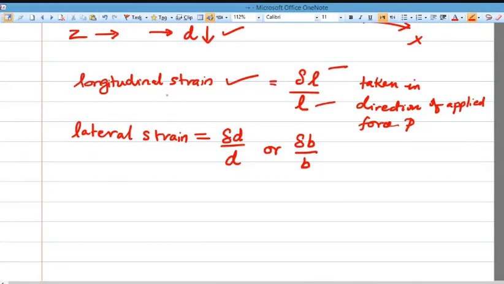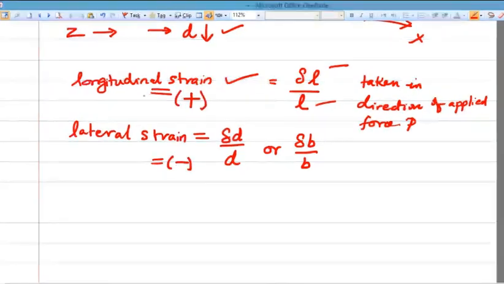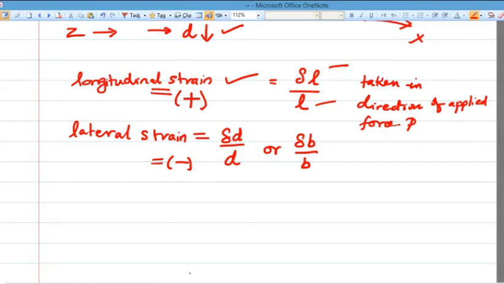So if the longitudinal strain, consider this case, if you are applying a tensile force, the delta L value increases. So if longitudinal strain is taken as a positive, the lateral strain will be taken as a negative one. Understand? So these two are opposite to each other. If there is an increase in length in one direction, there will be a decrease in the length in another direction. So if you take longitudinal strain as a positive, the lateral strain will be a negative one.